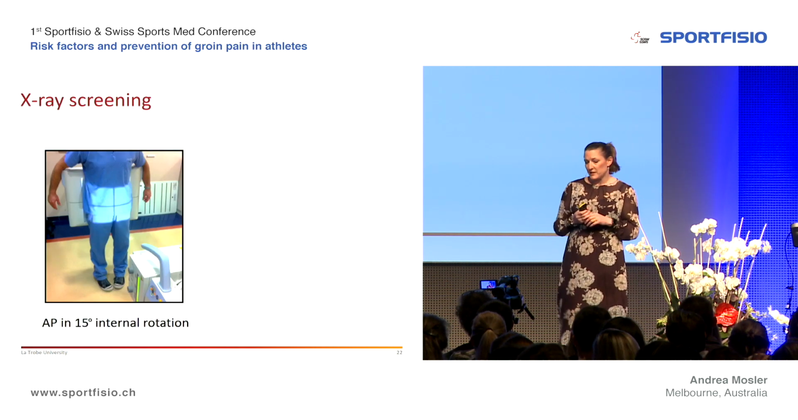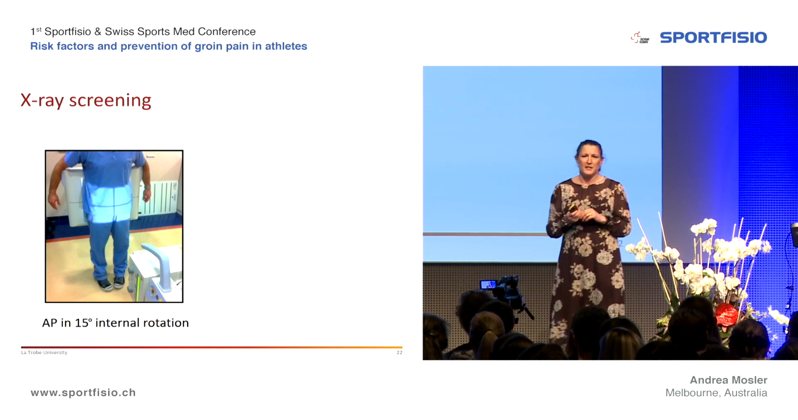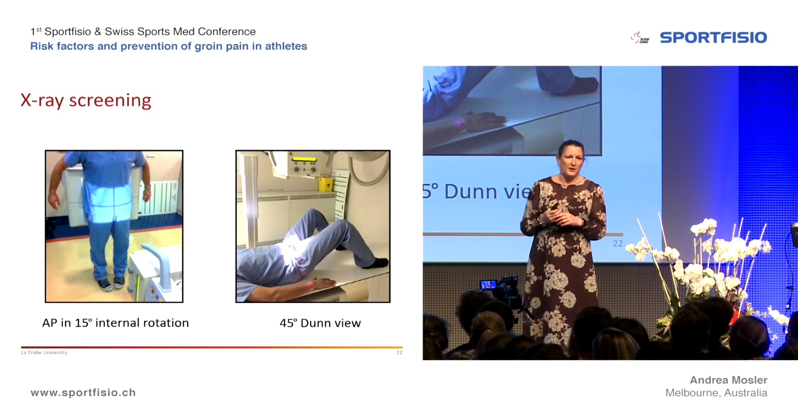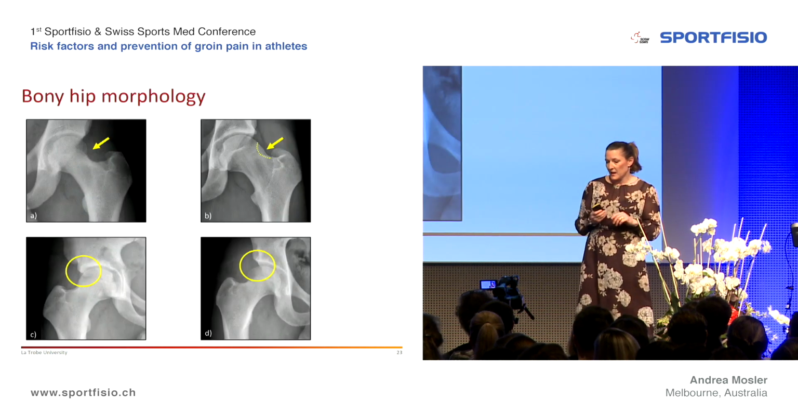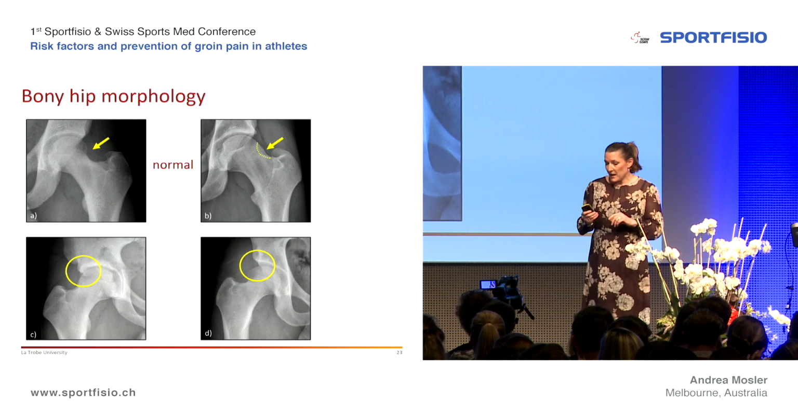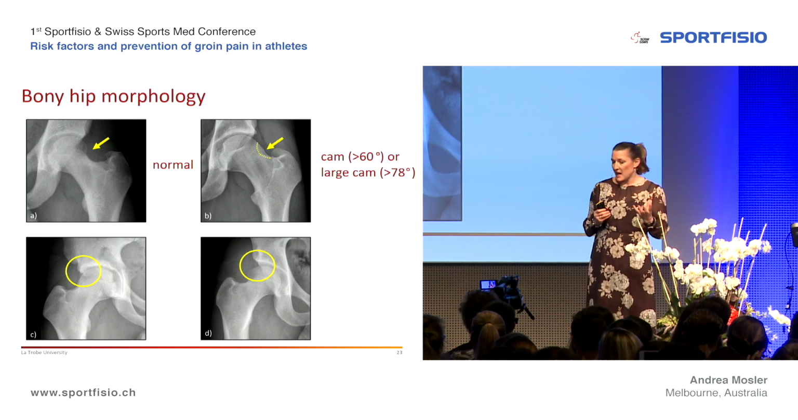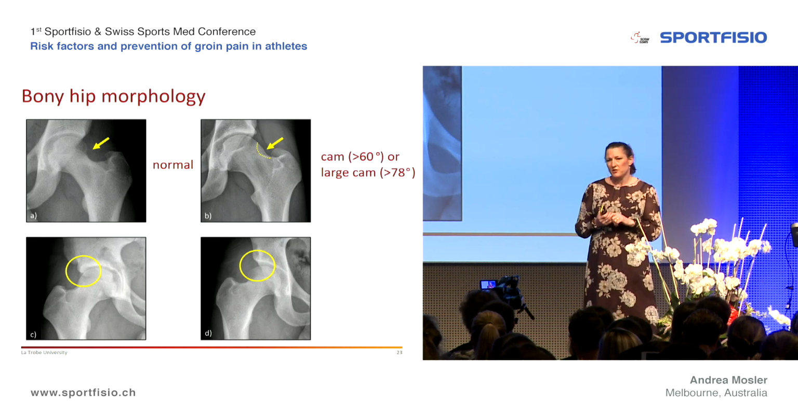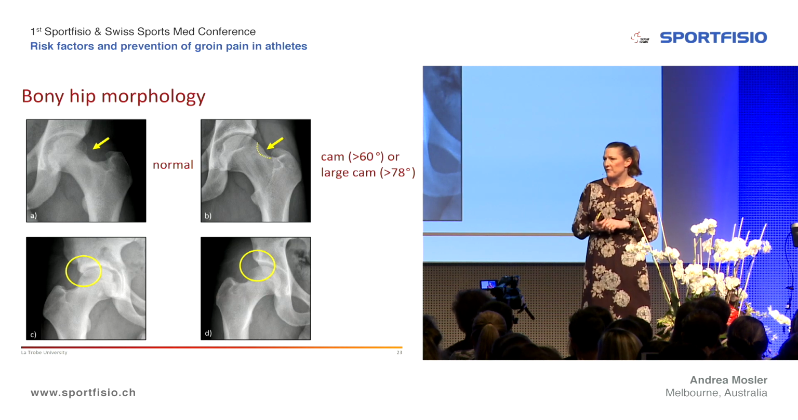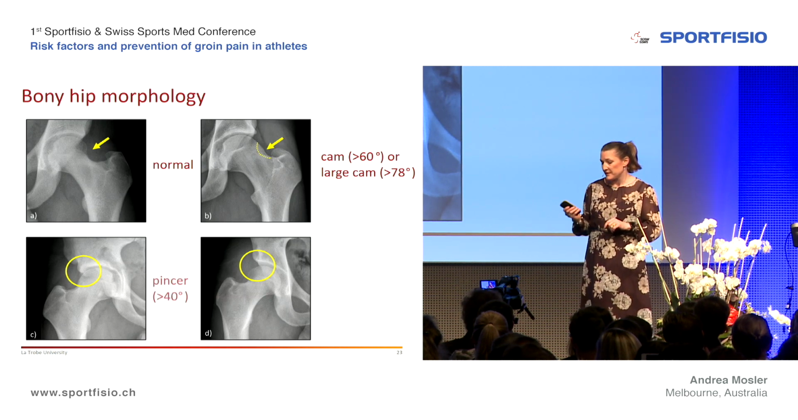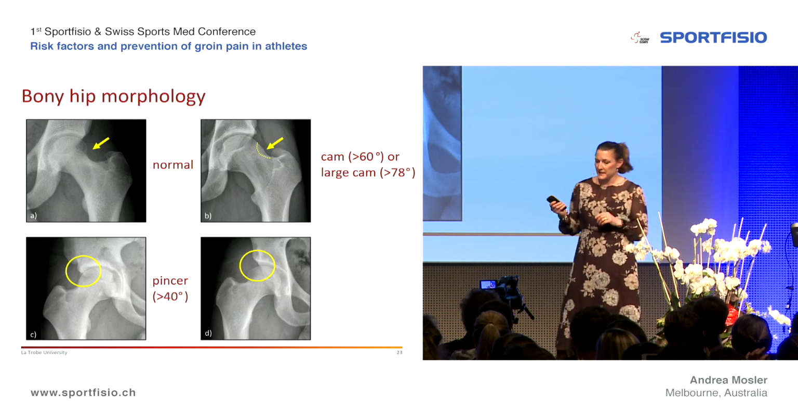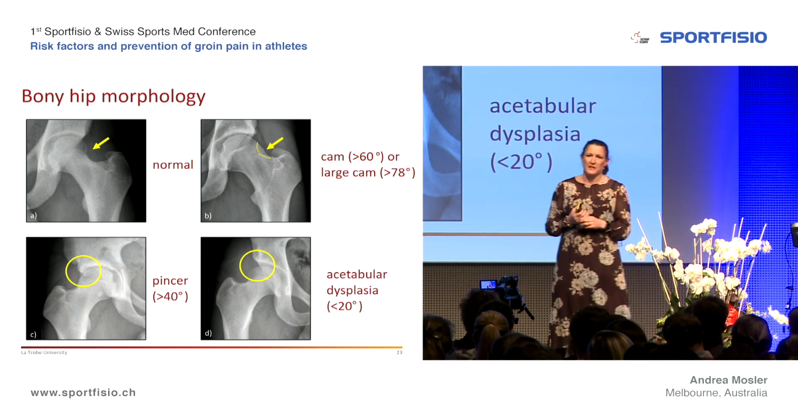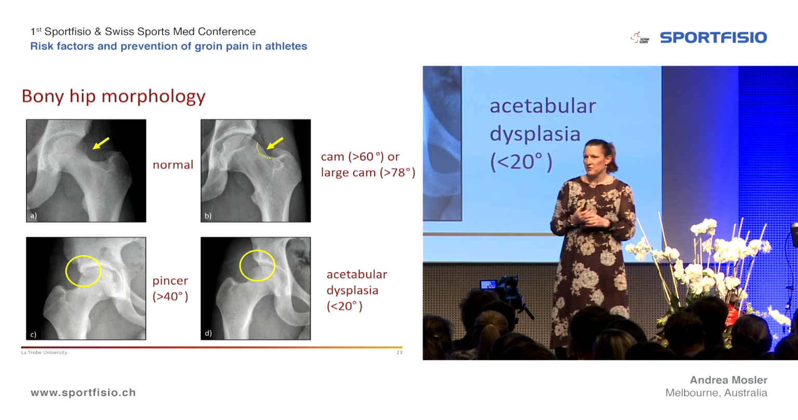In terms of X-ray screening, we did an AP in 15 degrees of internal rotation and the 45-degree Dunn view to visualise the femoral head-neck junction. In terms of bony morphology, we defined a cam as an alpha angle greater than 60 degrees and a large cam as an alpha angle greater than 78 degrees. Pincer was a lateral centre edge angle greater than 40 degrees, and acetabular dysplasia was a lateral centre edge angle less than 20 degrees.